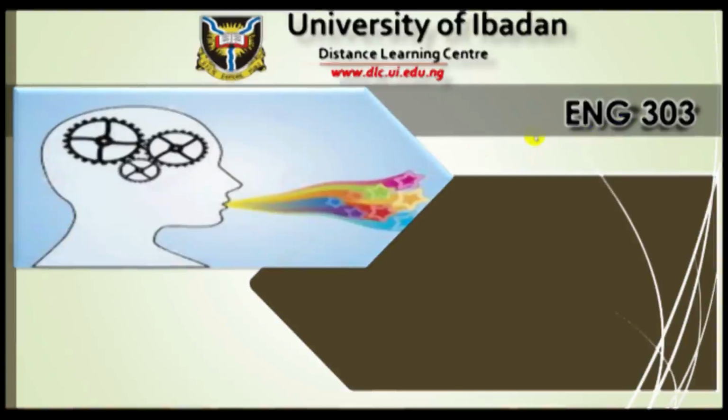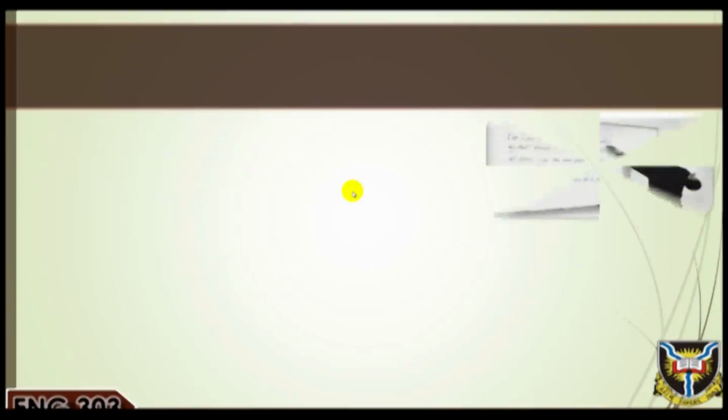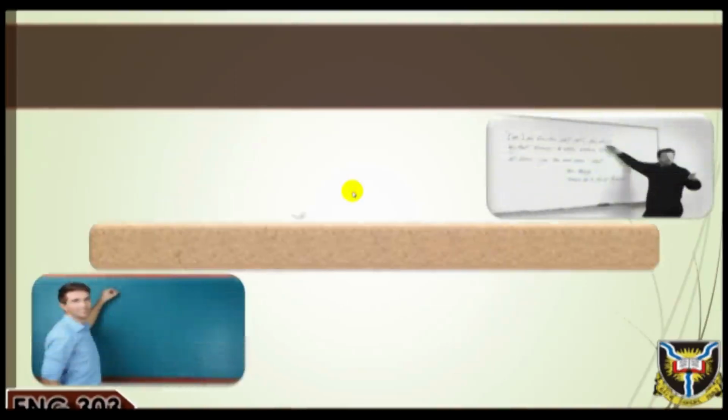Today, this is ENG 303, study session 7. Context-sensitive phrase structure rules.